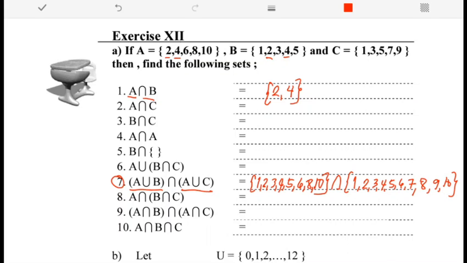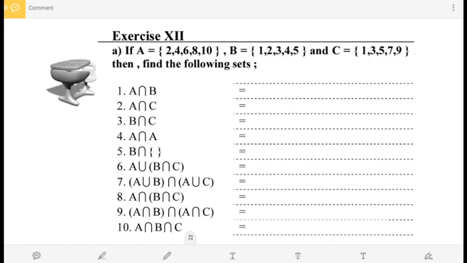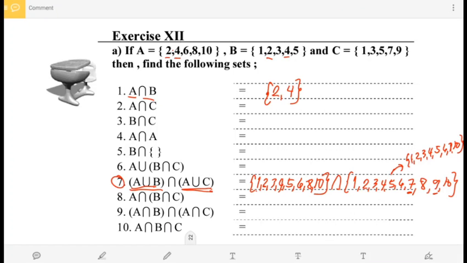Now, what is common between them? The common elements will be the set of 1, 2, 3, 4, 5, 6. We don't have 7, so just remove 7 and 9. And then 8 and 10. So that is the answer for number 7. So you have to do first the one inside the parentheses. That's the technique, okay? And then we're done for this part.